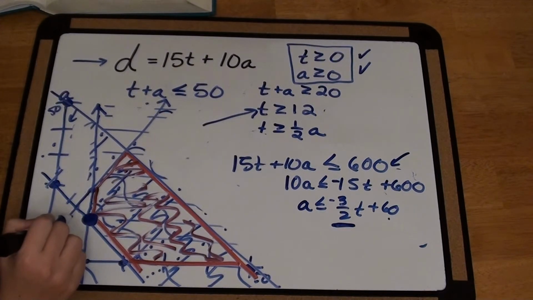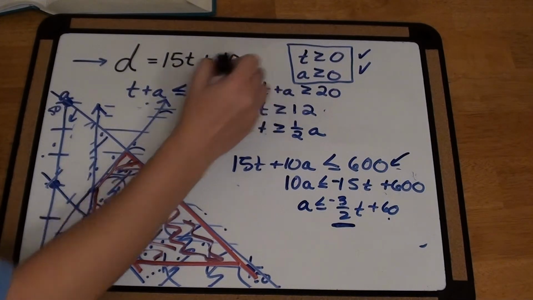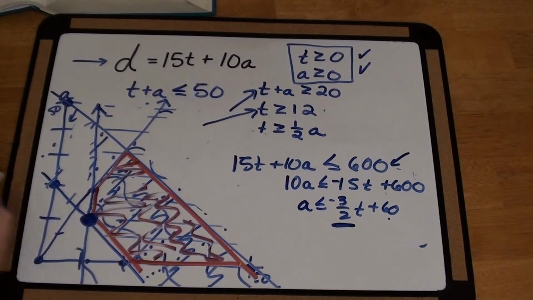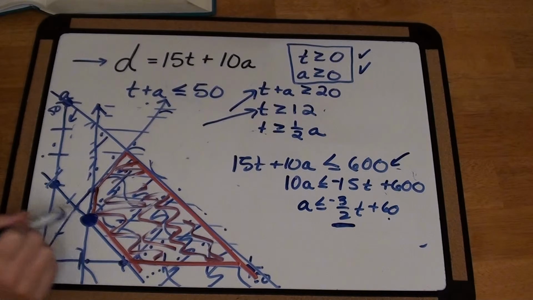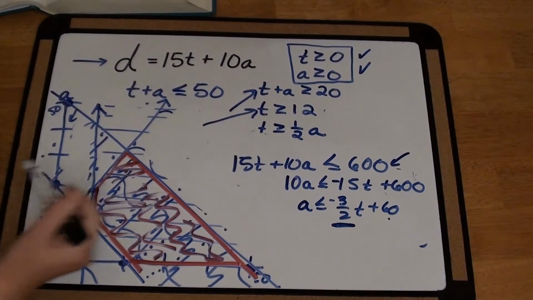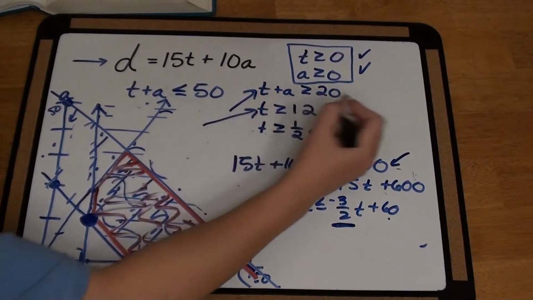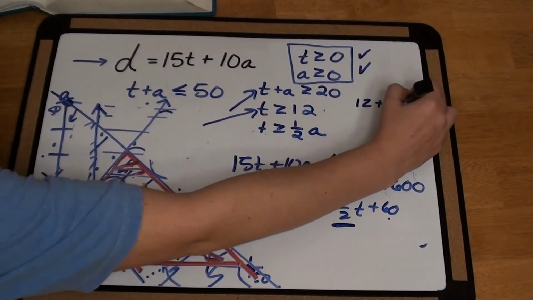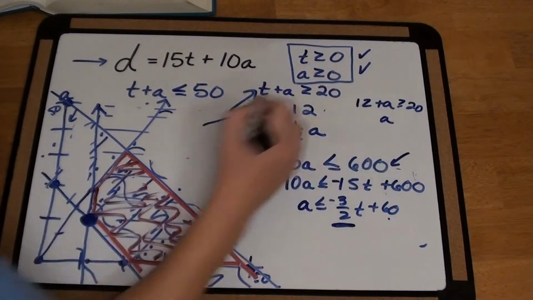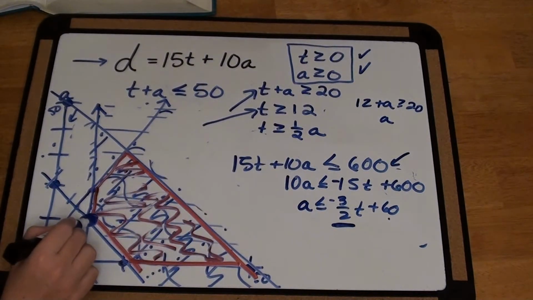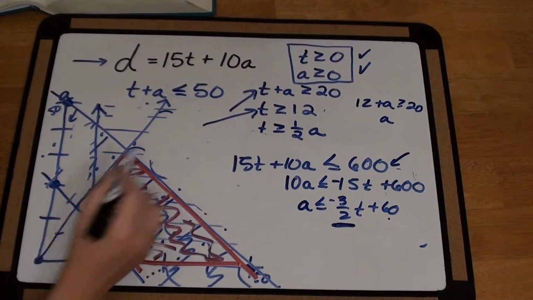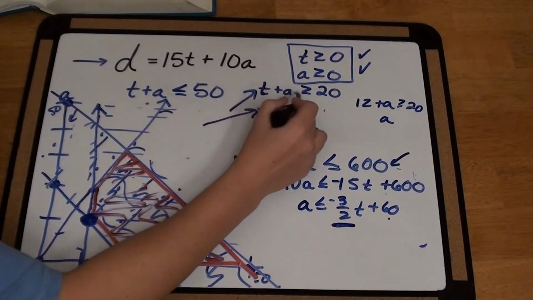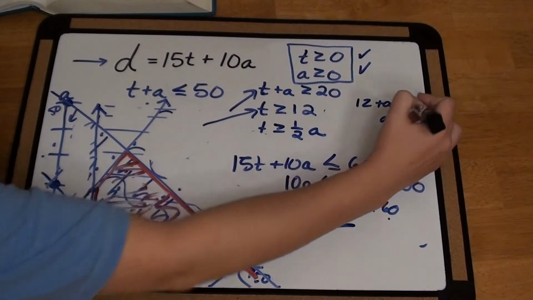And t plus a is greater than or equal to 20, it's where they intersect, right here. This is going to be the optimal point. And this point would be where t is 12. So if I do that, I can get 12 plus a is greater than or equal to 20. Because if my x is 12 and t represents my x-axis, I put a 12 in for my t, 12 plus a is 20, so then a must equal 8.